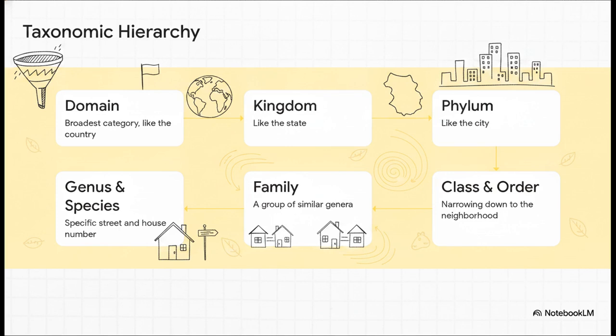Think of it exactly like a mailing address. Domain is the broadest category, kind of like the country. Then you narrow it down to kingdom, which is like the state. Then it goes phylum, class, order, family, all the way down to genus and species, which are essentially the specific street and house number of an organism. It's just a beautifully logical funnel that goes from broad, universal rules all the way down to highly specific individuals.